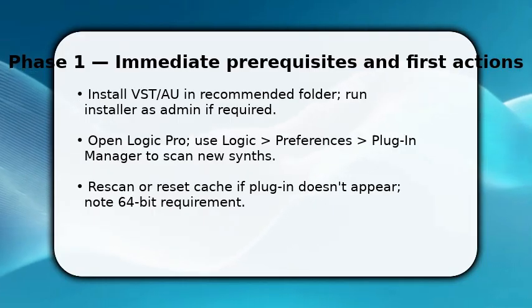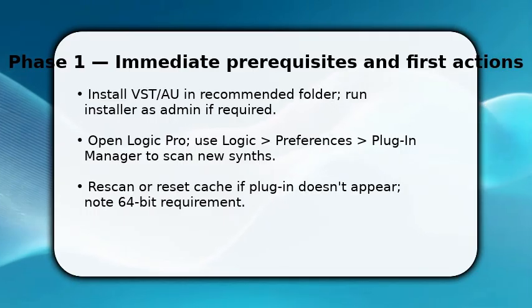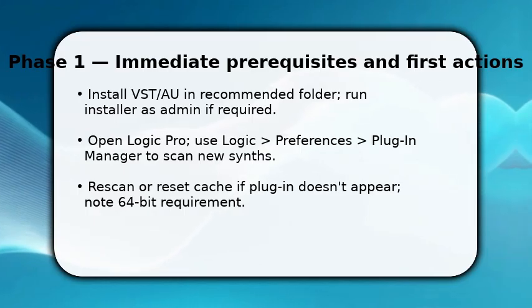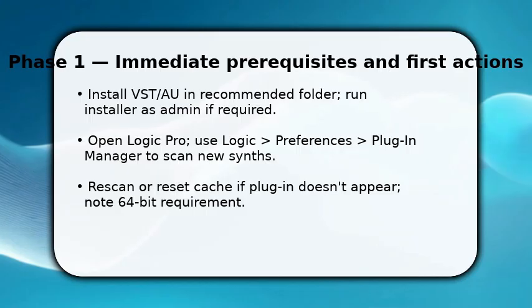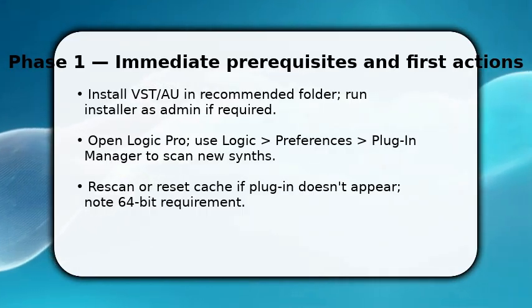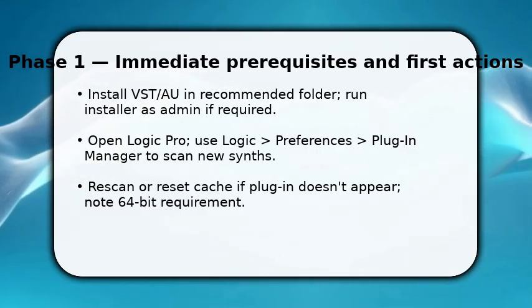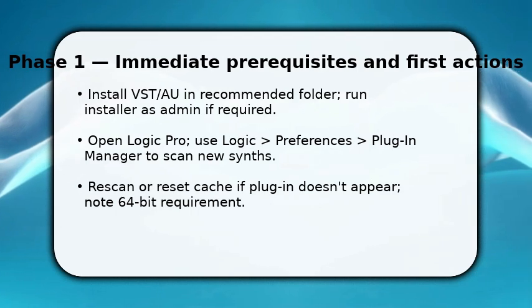You start by making sure the plugin is properly installed and visible to Logic, because otherwise nothing else matters. First, install the VST or audio unit into the standard Mac OS locations, then open Logic Pro and go straight to Preferences, Plug-in Manager to trigger a scan. Once done, make sure the plugin shows as validated. If not, rescan or reset the plug-in cache. This step prevents compatibility surprises and saves time later.